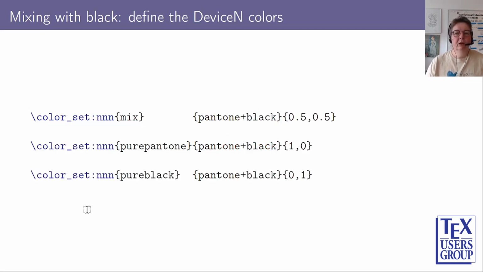Once we have done this, we can use the colors. We can again define colors. I define here 3 different colors. One mix, which directly uses a bit of Pantone and a bit of black. Then I define a pure Pantone, which uses only Pantone, and a pure black, which uses only black. So these two colors look a bit senseless, but defining such orthogonal colors allows us to mix them again with the xcolor syntax that you are used to. That's quite neat.